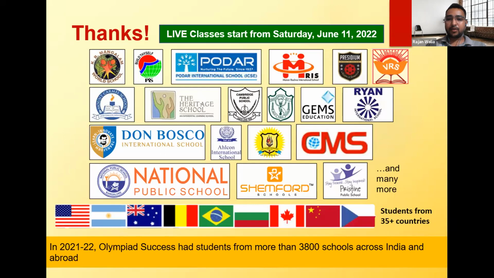Currently we have students from 3,800 schools and we are catering in 35 plus countries. This is about this course. Now RTM will give you a tour of the Olympiad Success dashboard. After that, if you have any doubt or any query related to the course, you can write in the chat box. So over to you, RTM.